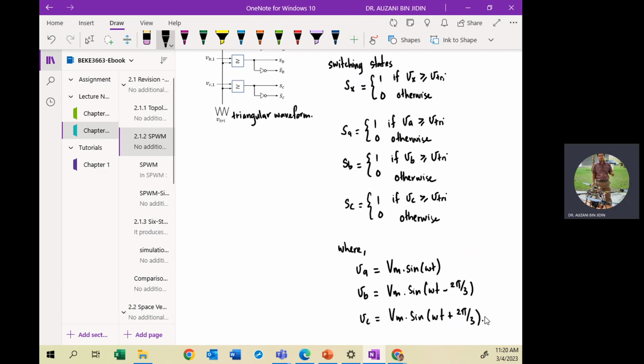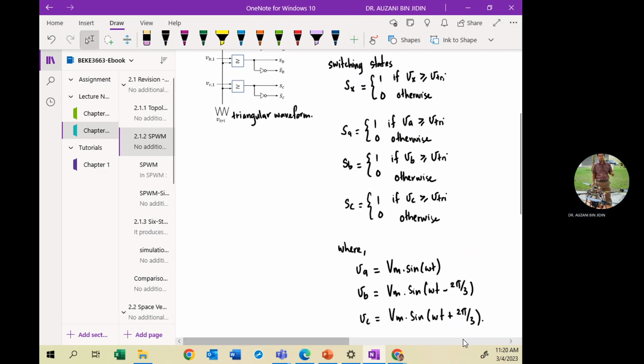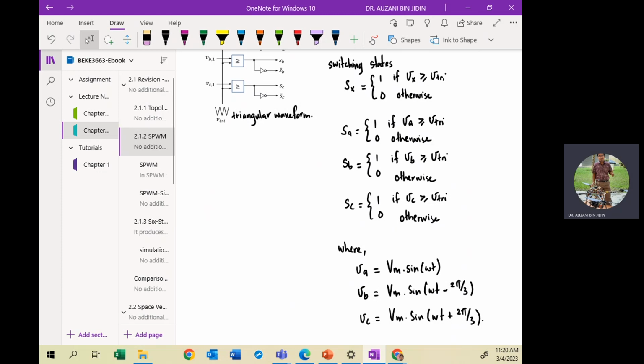Okay. So these three signals, VA, VB, VC, are the modulating signals or reference signals. You must compare these three signals with a single triangular waveform here. Triangular waveform. Okay, clear? Revision.